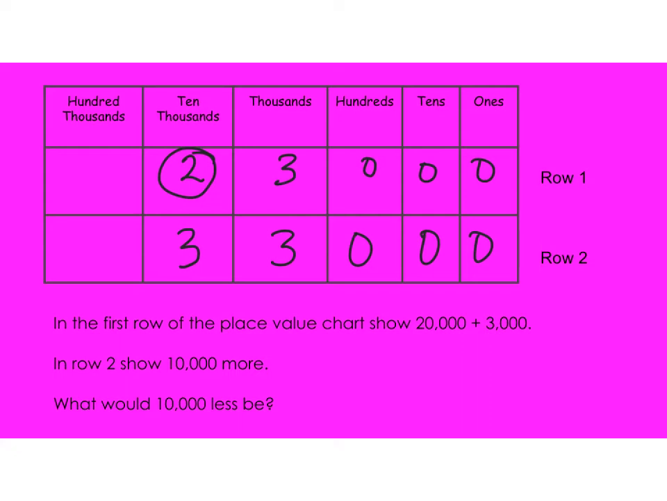Okay, what would be 10,000 less? So we just look at our 2 again in the 10,000s because we're doing 10,000 more or 10,000 less, and we know that 1 less is 1. So 10,000 less would be, okay, we would have just 1 10,000 and 3 thousands. So we would write that as 13,000. And that would be 10,000 less than 23,000.